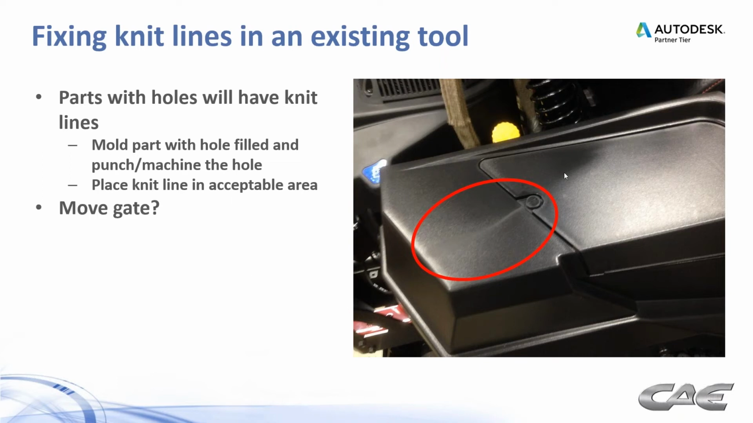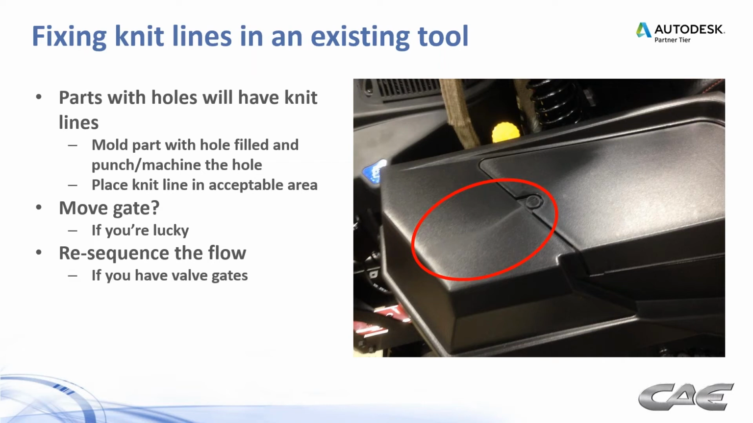So can we move the gate? In this case, that was not an option. Maybe you can resequence the flow. Maybe not. If you have valve gates, then that's a possibility. Maybe modify the part design, and that is the route we chose in this case here. So we used flow leaders and flow restrictors.